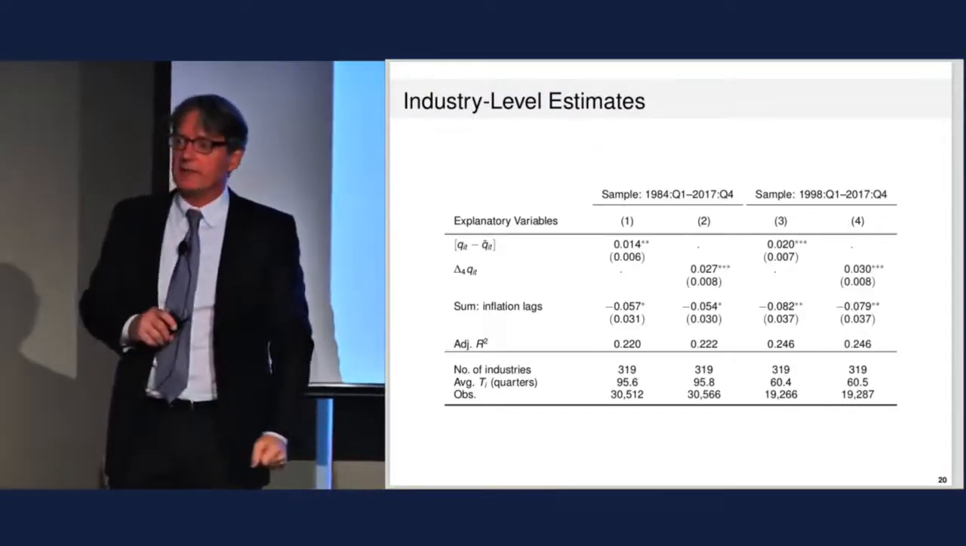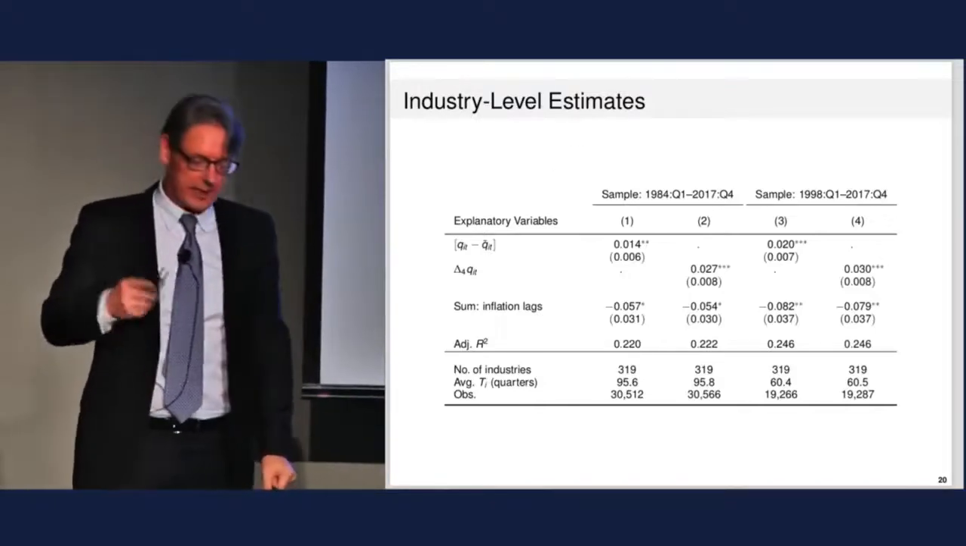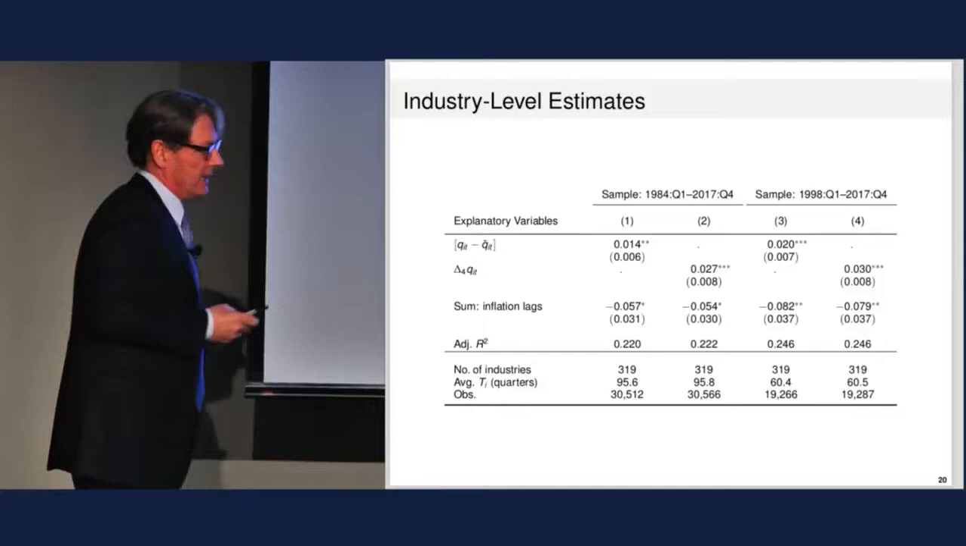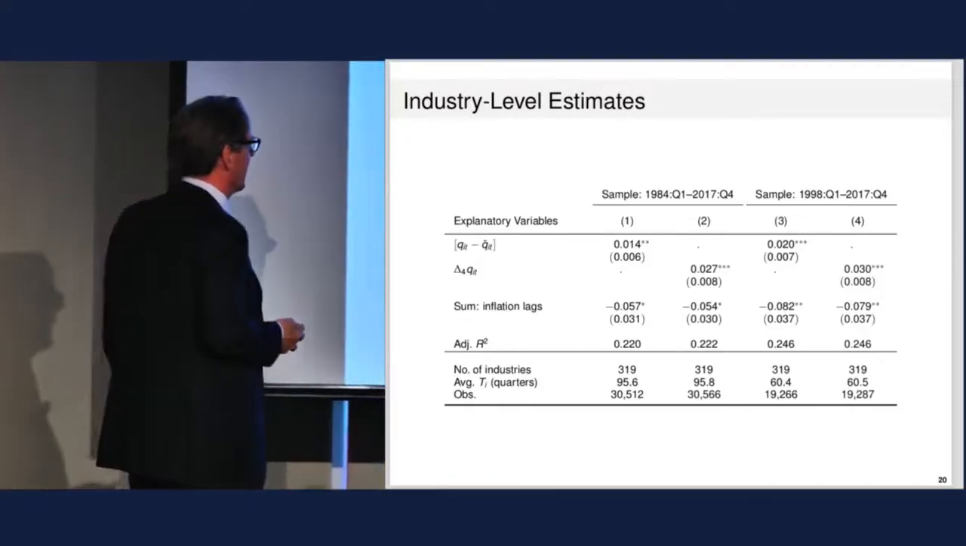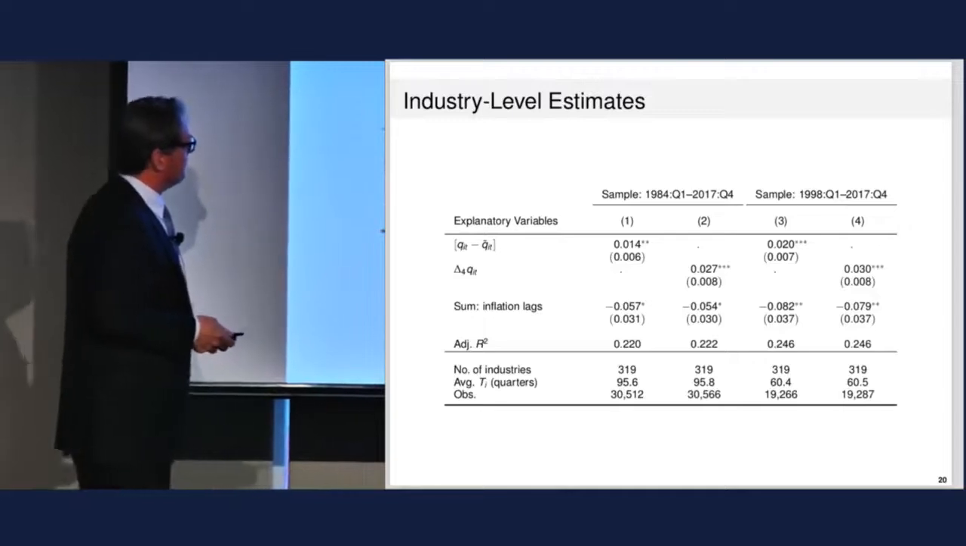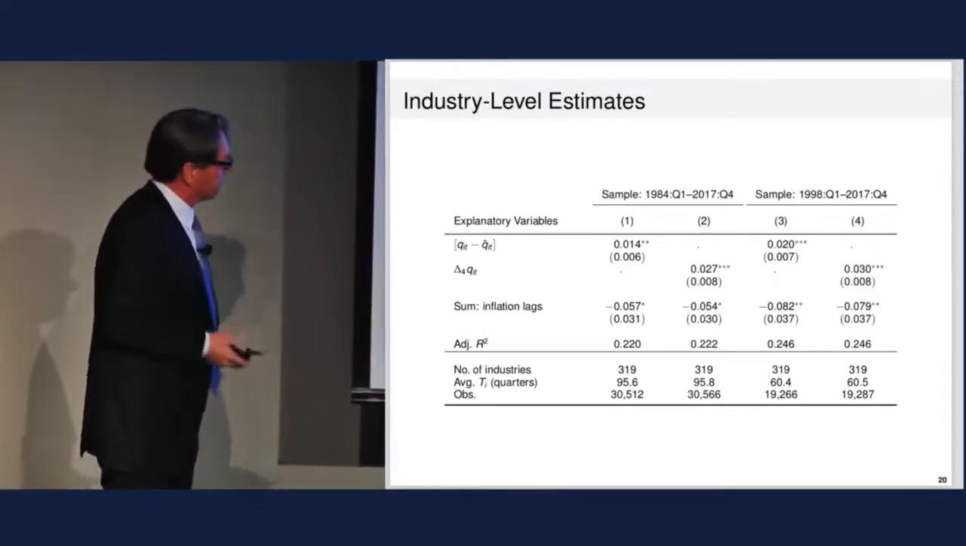Now that's not the same thing as saying that the aggregate Phillips curve hasn't become flatter, and this might point more to a story about monetary policy or something like that than the aggregate. But those coefficients look fairly stable.